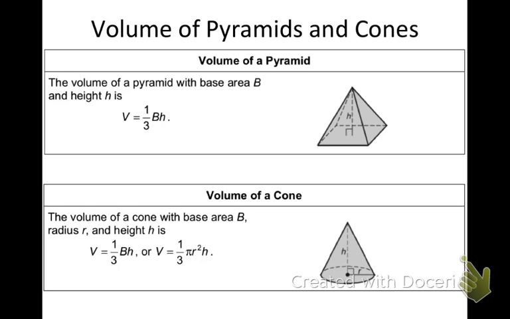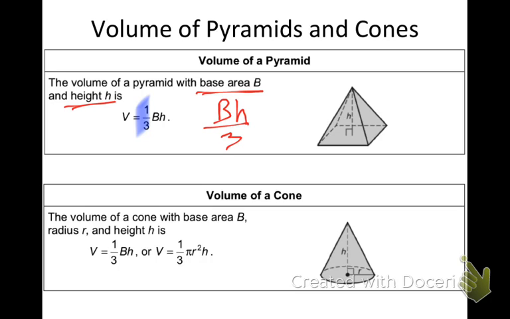First off here, we're talking about the volume of a pyramid. The volume of a pyramid is very similar to formulas we've already seen. It's the area of the base times the height. But what's different here? They have a 1/3. So it's the same thing as saying the area of the base times the height divided by 3.